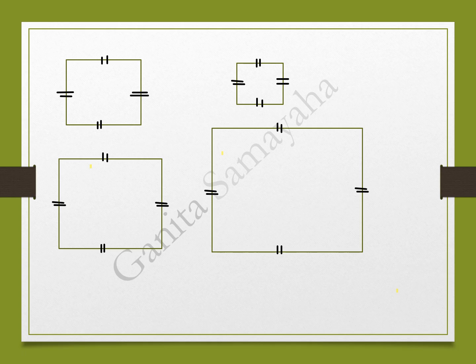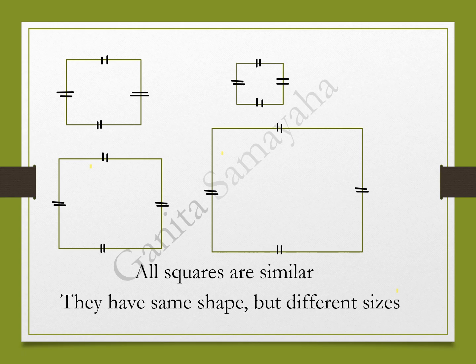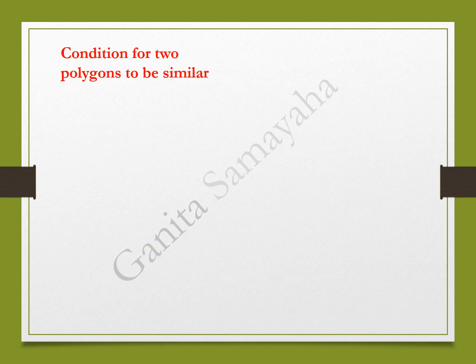And these are the squares. What can you say about the similarity of squares? Yes, they are all similar. All squares are similar. They all have the same shape but different sizes. So you should remember that all circles, equilateral triangles and squares are all similar in their own respective groups. Fine, children? Now, let us understand what is the condition for any two polygons to be similar.